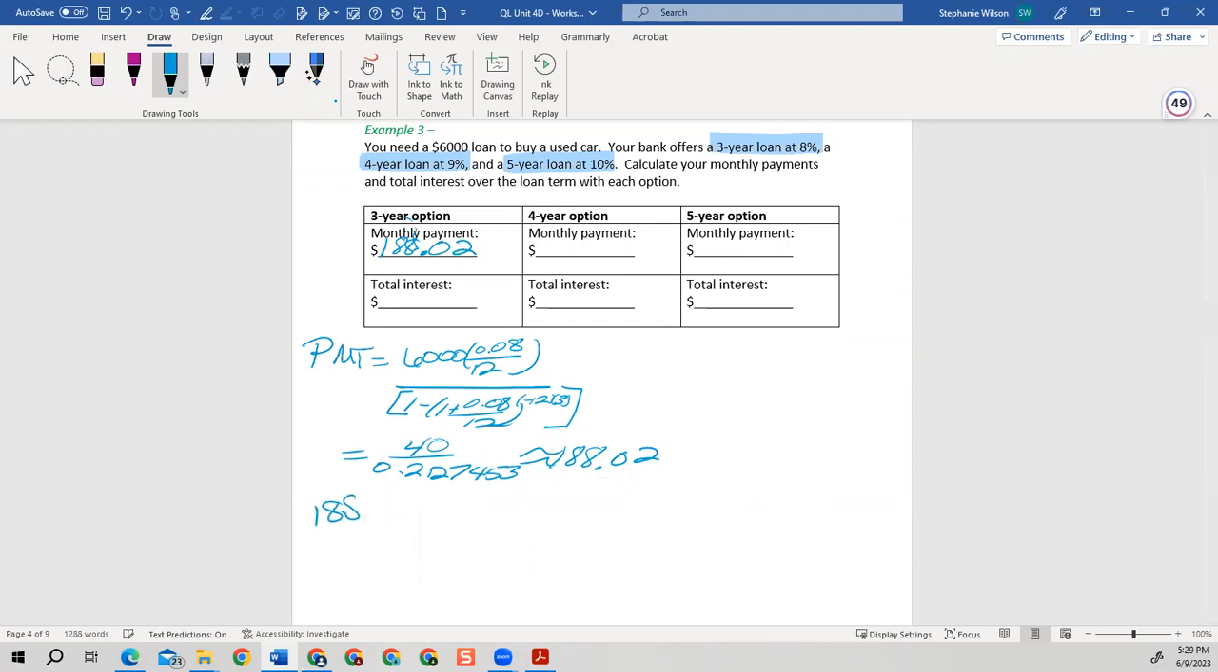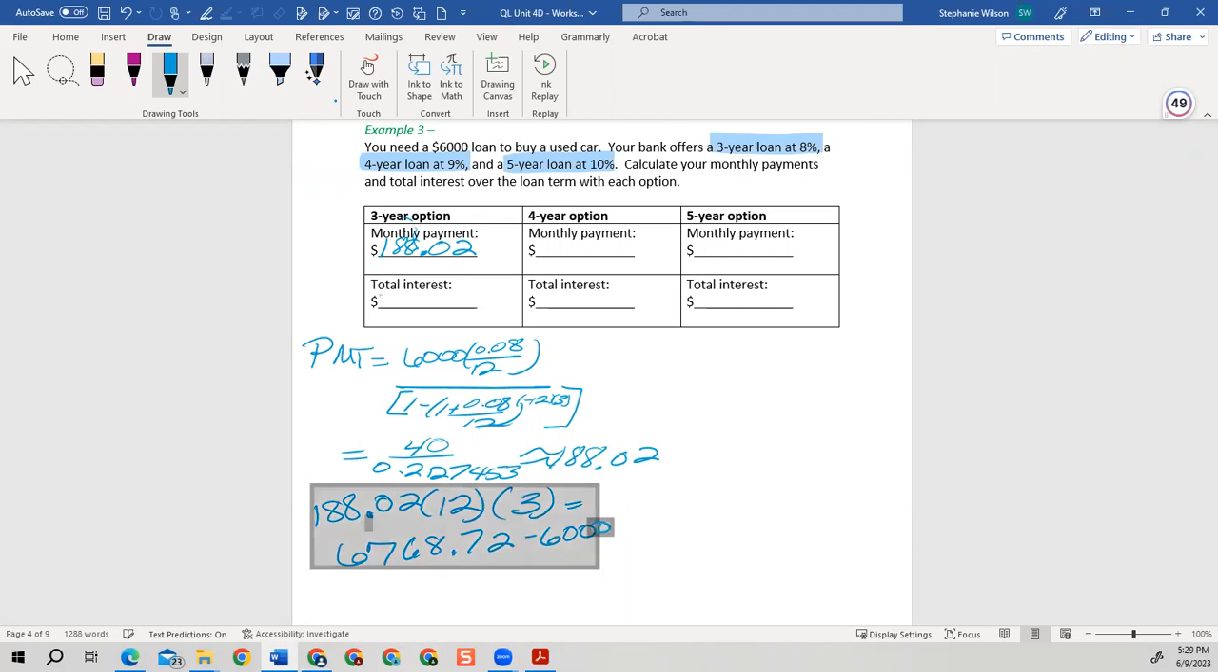So we're going to take that 188.02 and multiply it by 12 months times 3 years. And that gives me 6,768.72. And we're going to subtract that 6,000 from it. And then that tells me how much interest we're going to actually pay for the total duration of the loan. So let's do the next one.